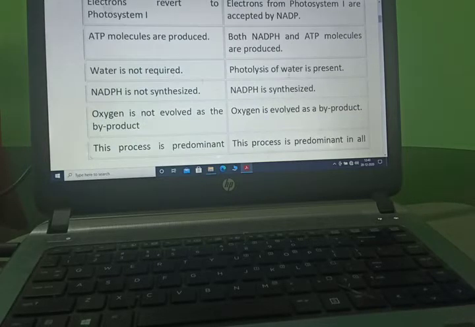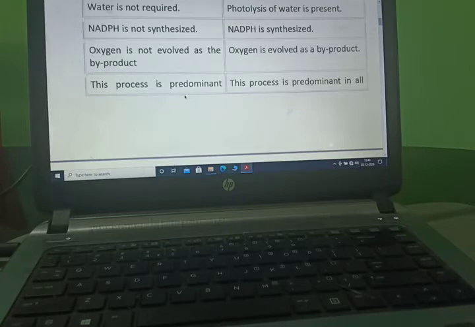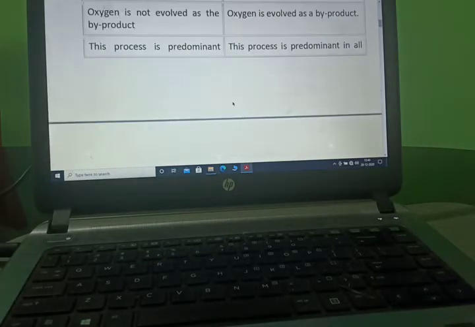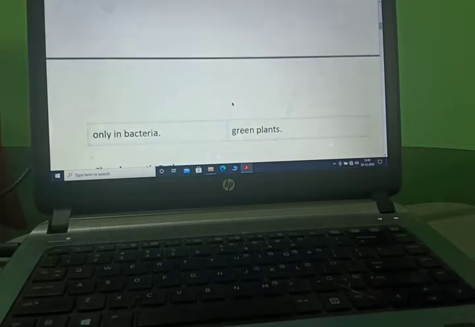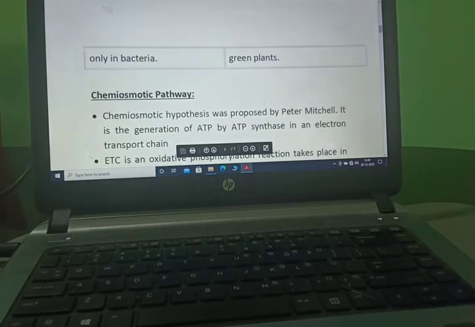In cyclic, water is not required. Here, photolysis of water is there. In cyclic, NADPH is not synthesized. Here, NADPH is synthesized. In cyclic, oxygen is not involved as a byproduct, but here oxygen is produced as a byproduct. In cyclic, this process is predominant in bacteria, and this process is predominant in all green plants. Cyclic occurs only in bacteria, here only in green plants. All green plants are involved here.